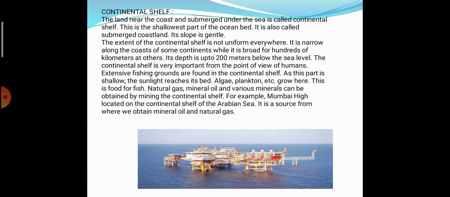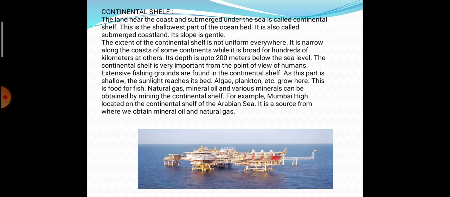The continental shelf is very important from the point of view of humans because a lot of activities can be carried out on it. Extensive fishing grounds are found in the continental shelf. As this part is shallow, the sunlight reaches its bed. Algae, planktons, etc. grow here. This is food for fish and that's why you find a lot of fish in the continental shelf.